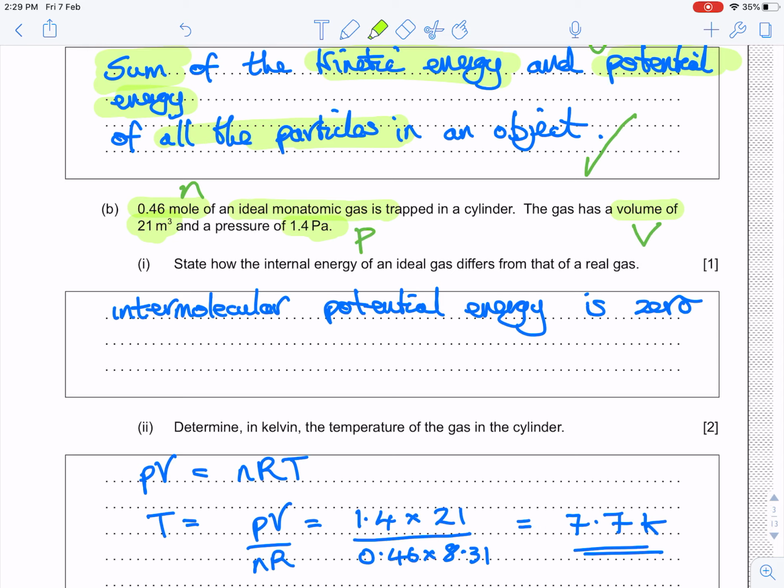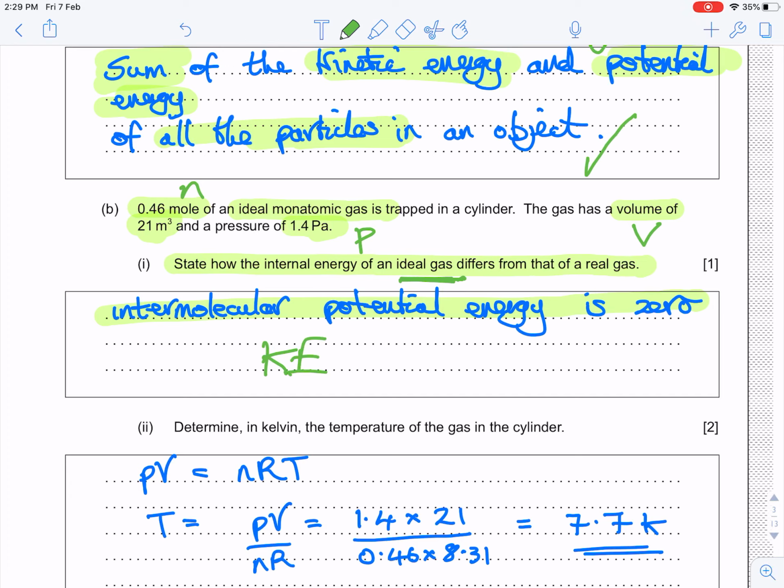The question is, state how the internal energy, the first part anyway, how the internal energy of an ideal gas differs from that of a real gas. Well, for an ideal gas, it's assumed that there are no intermolecular forces acting. So for an ideal gas, the intermolecular potential energy is 0. It only has kinetic energy.